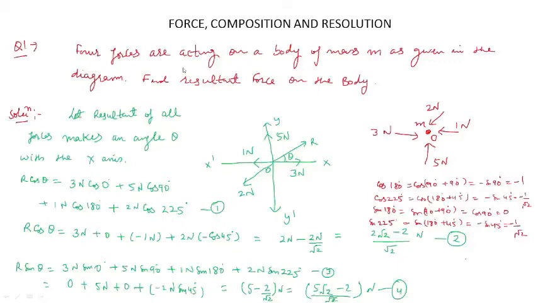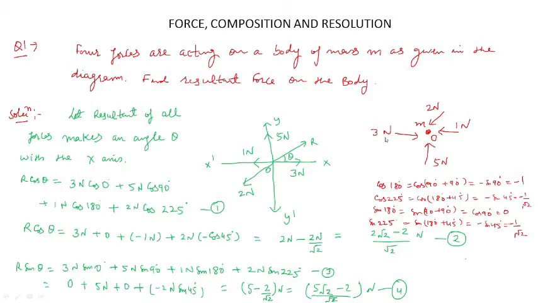Hello everyone. Today we will solve some more numerical problems based on force, composition and resolution of the force. Here, the first problem is that four forces are acting on a body of mass m as given in the diagram. Find the resultant force acting on the body. Here you can see in the red diagram that m is the mass of the body and four forces of different magnitude are acting in different directions on the body.